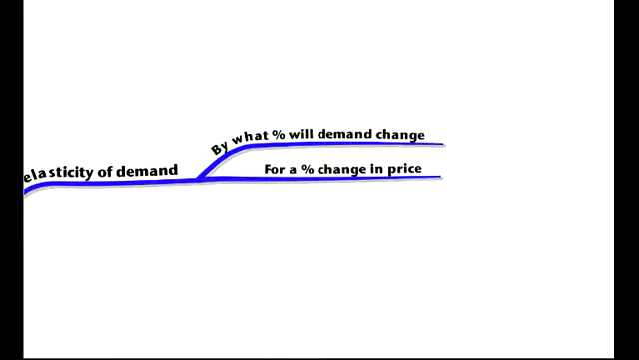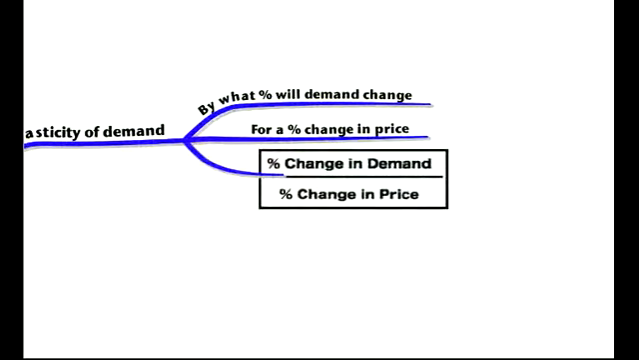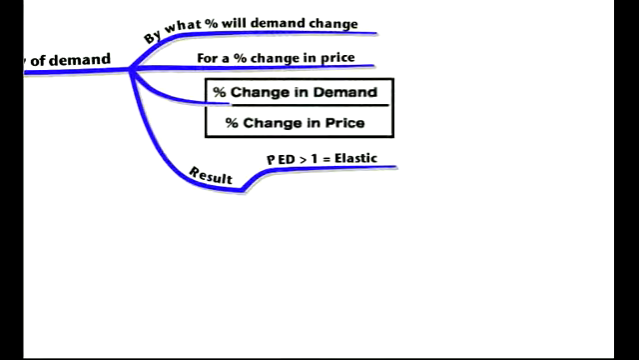That brings us to the price elasticity of demand. So the price elasticity of demand tells us by what percentage will demand change for a certain percentage change in price. So if you put your price up by a certain percentage, how much will your demand change by? The calculation for it is this, the percentage change in demand over the percentage change in price. So therefore, if the change in demand is more than the change in price, the result will be greater than 1. Okay, that means that your price elasticity of demand is elastic.